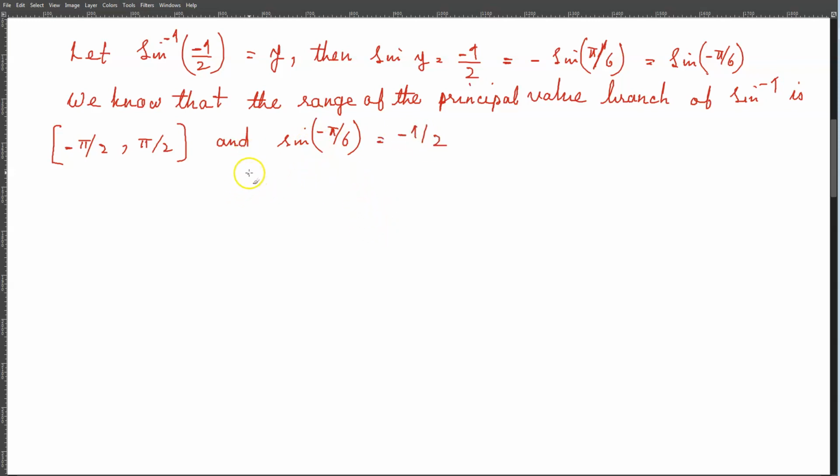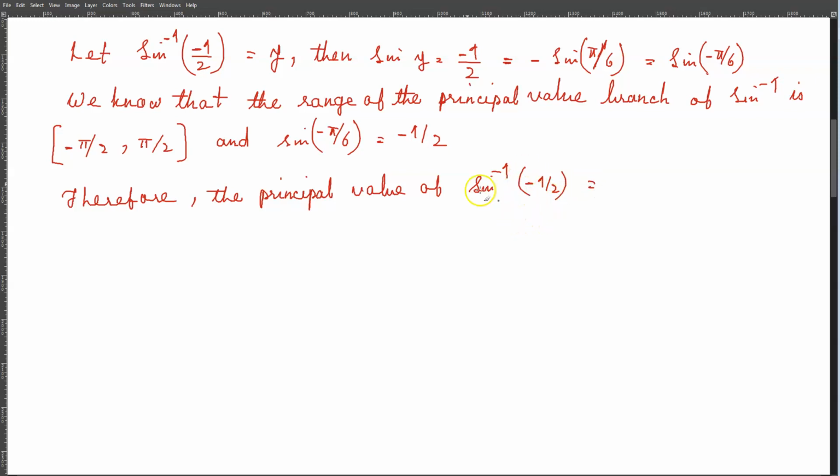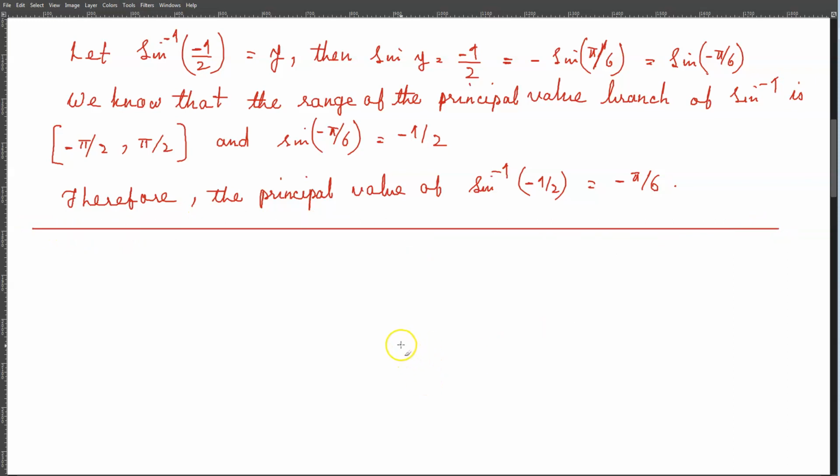Therefore, the principal value of sine inverse negative 1 by 2 is equal to negative pi by 6. Okay. So that is your solution.